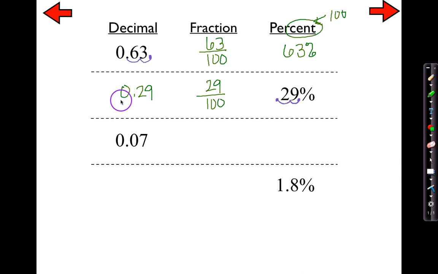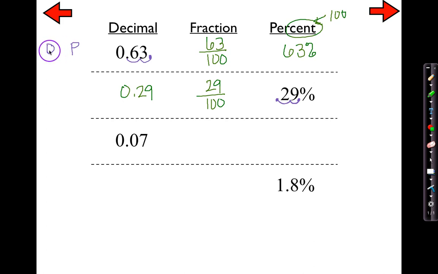Now, some of you may be wondering, okay, well, how am I supposed to know when I'm supposed to move my decimal to the right and when am I supposed to move my decimal to the left? How will I know? Well, let's think. In the alphabet, D does come before P. D for decimal, P for percents.